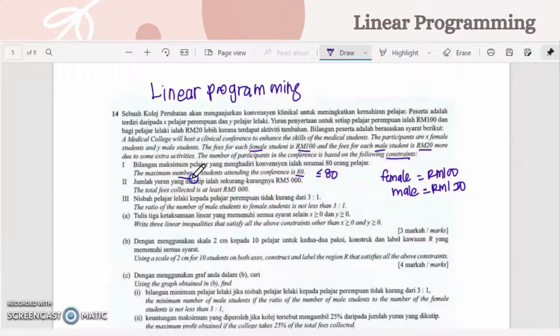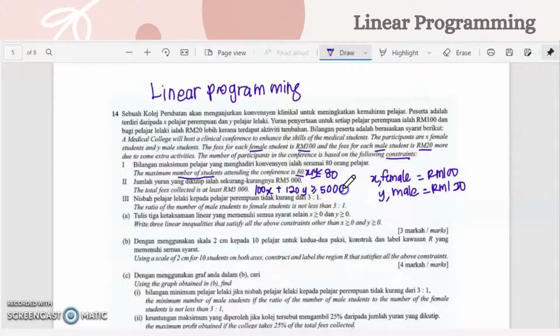Okay, so number of students. So kita refer kepada female which is X and then male which is Y. So X plus Y less than equal to 80. Okay. So the second one is the total fees collected is at least 5,000. Total fees collected. So we have 100 ringgit for female plus 120 ringgit for male and at least. Bila at least tu paling kurang. Maknanya paling kurang ialah 5,000.